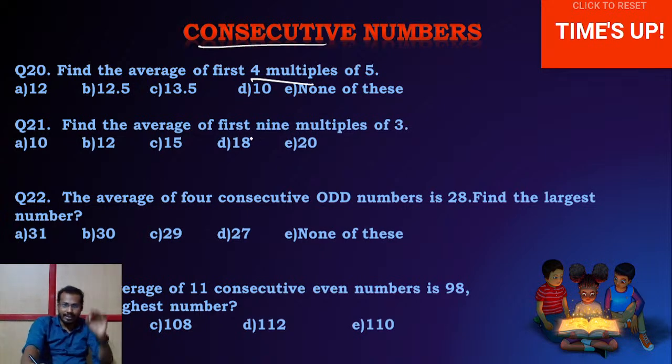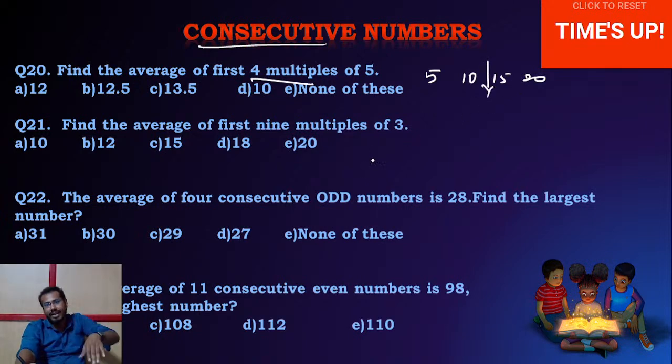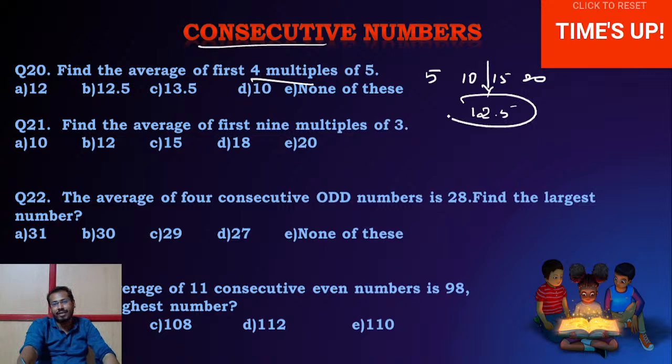Okay, look at this. Find the average of first 4 multiples of 5. The first 4 multiples of 5 are 5, then 10, then 15, then 20. If it is a consecutive number, the middle number will be the average. You don't need to add them. Don't add 5 plus 10 plus 15 plus 20 divided by 4. The middle number will be the average, that is 12.5. Simple. For consecutive numbers, the middle number is the average.